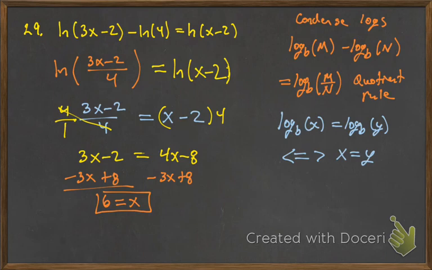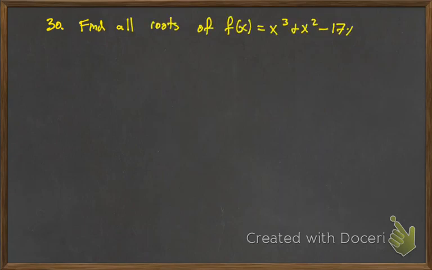So what do we got going on here? Alright, so let's speed it up a little bit. Find all the roots of x cubed plus x squared minus 17x plus 15. So this is a cubic, and we're not going to be able to do this unless it's with factoring, unless it's something we could do factor by grouping, and we can't do that here.